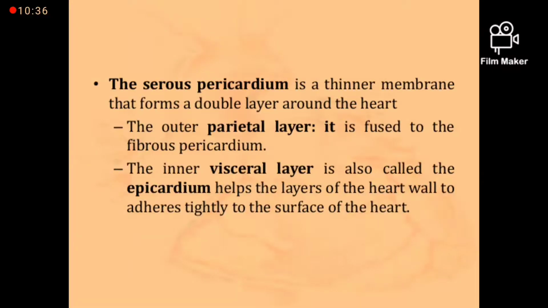The serous pericardium is a thinner membrane that forms a double layer around the heart. The outer parietal layer is fused to the fibrous pericardium, and the inner visceral layer, also called the epicardium, is tightly adhered to the heart itself.